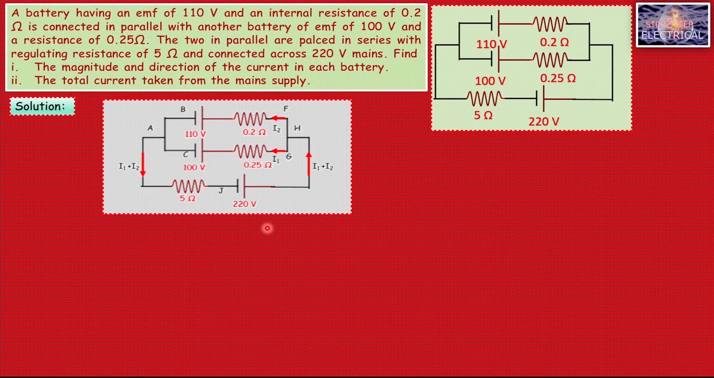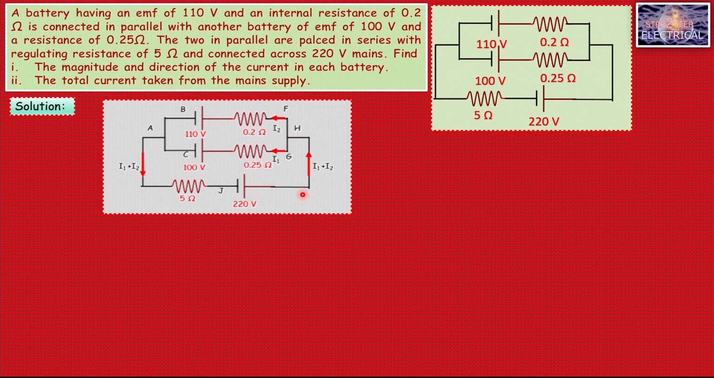First of all, we will redraw the circuit and assume the current. Here for the branch GC, or we can say CG, we have assumed the current I1, and for the branch FB, we have assumed the current I2. Now these two currents meet here at point A and added together, I1 plus I2 is the current which flows through this 5 ohm resistor and 220 volt main supply. So this is our first step to solve this numerical.